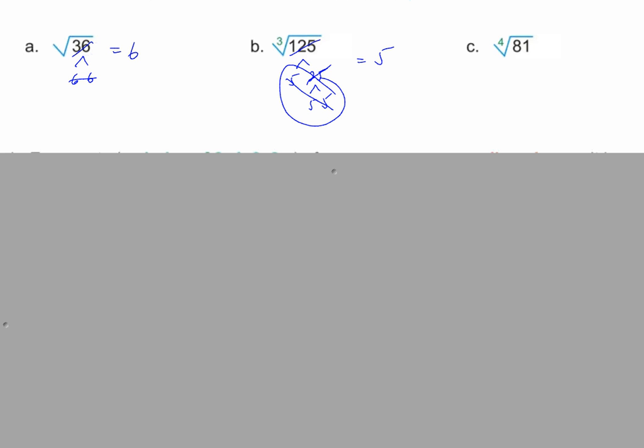It's a cube root. We're looking for 3 factors. We have three 5s. Therefore, the root is that 5. We can take the cube root of those three 5s.